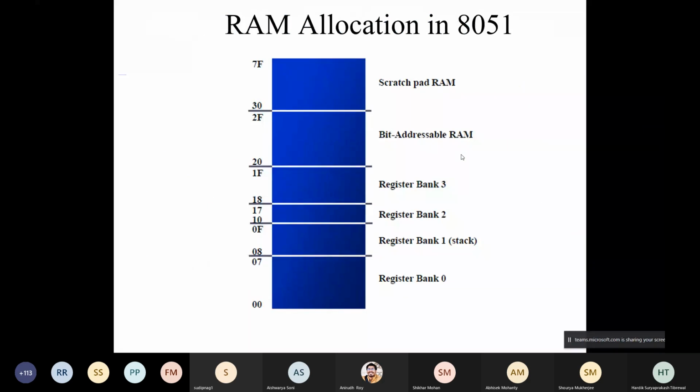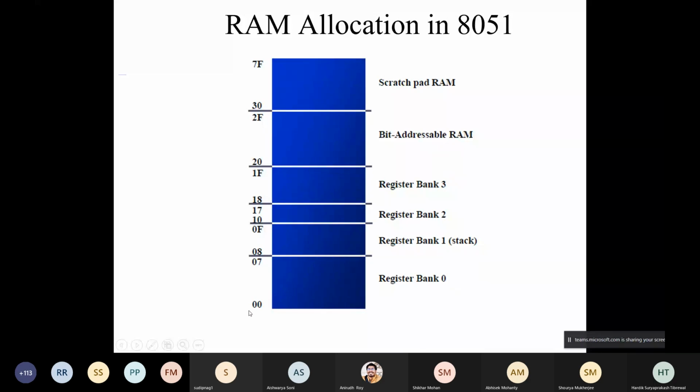Now, RAM allocation in 8051. RAM allocation means the address range allocation for the 8051. Look at this range. Register bank: I said there are 4 register banks, bank 0, 1, 2, and 3. Each of them has 8 bytes, that means 8 locations of 8 bits.